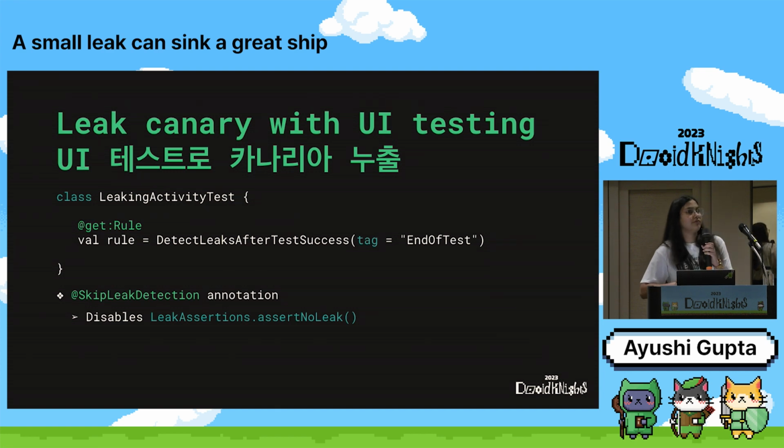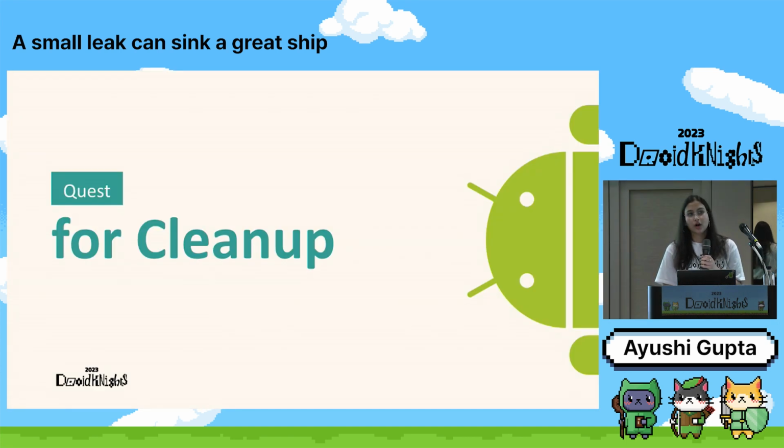Let's say you're working on fixing a leak. In that scenario, you would like to make sure that the tests are executed smoothly. So you can now have this annotation in your tests. If you add this annotation, we will not execute the leak test on that particular piece of code. So it's all sorted. Now we have all our tools ready. It's time for the quest of cleanup.